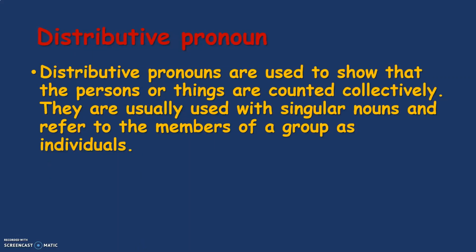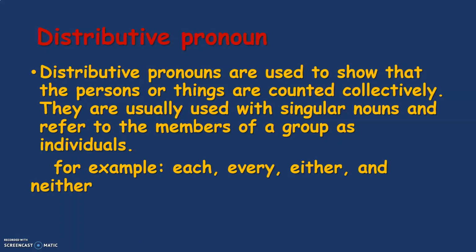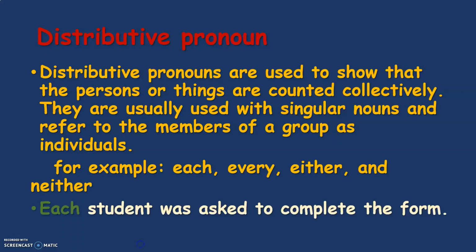Now, distributive adjective. Distributive adjectives are used to show that the persons or things are counted individually. They are usually used with singular nouns and refer to the members of a group as individuals. For example, each, every, either and neither. Each student was asked to complete the form. So here in this sentence, each is the distributive adjective.